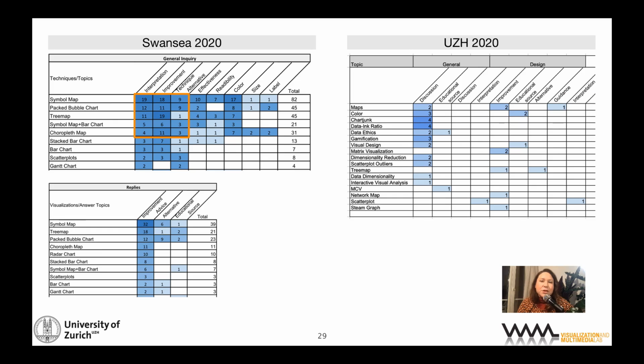For the 2 interventions that we ran at Swansea, we observed that most of the students' questions were about the interpretation of the visual design, the improvement, or asking for alternatives to the design. And the replies were about advice of improvements and sometimes about design alternatives and educational resources.